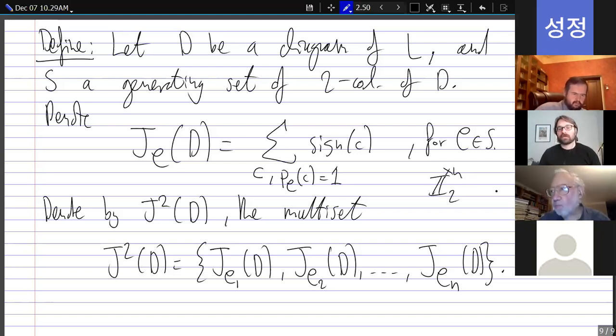Yeah, that's a great point. But in this case, the word multiset is just used because some of these quantities might be the same, and so I just have to be careful with that notation.